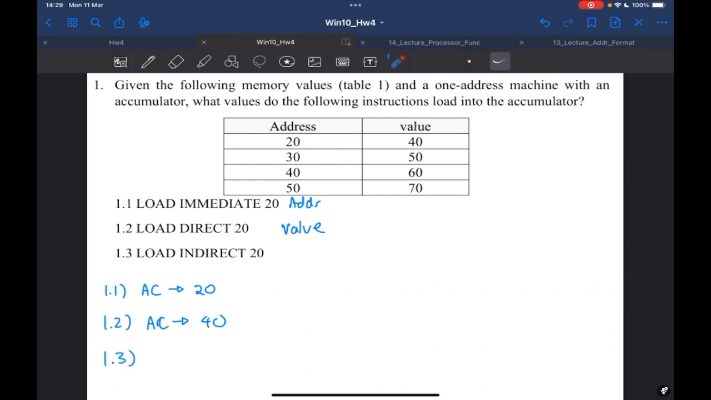And 1.3 is indirect 20. So what does this mean? It means we want to go to the value of 20 first, and the value of 20 is 40. Now with 40, we want to access the value at address 40. So address 40 is right here. And what value belongs to 40? It is 60. And so the answer is 60. AC would be 60 right here.